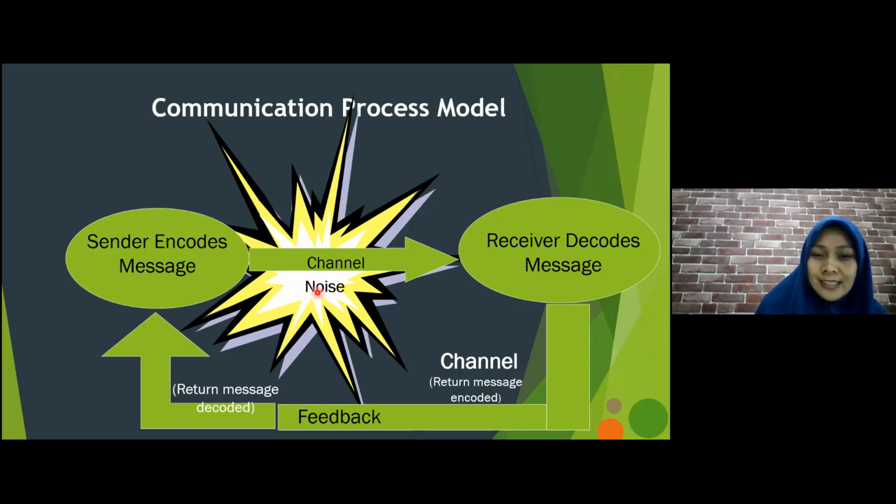Then pay attention, the noise, the barrier can be anytime, can be in anything. Perhaps at the sender itself, perhaps at the message itself, perhaps at the channel itself. There should be noise everywhere. And then as a good communicator, we have to be aware of this noise. I will explain it later. Then after the sender tries to encode the message by doing his or her intrapersonal communication, she or he transfers all this information verbally or non-verbally to others.